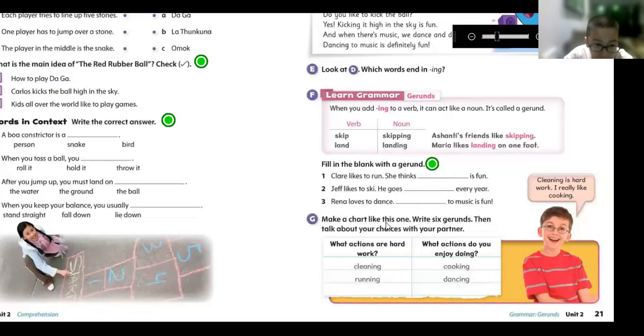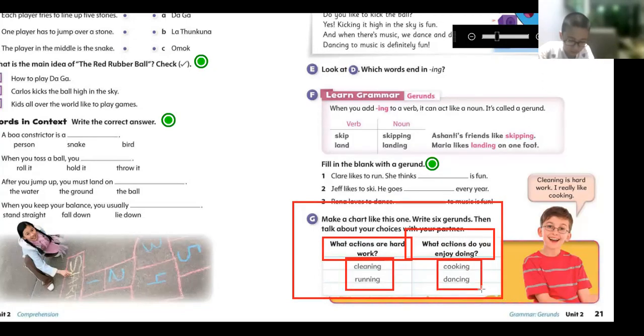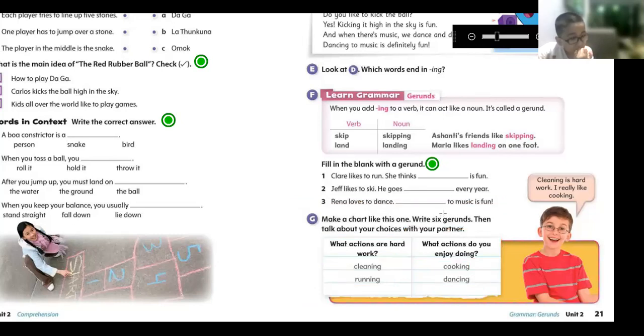Okay, now let's try. Look at this one, Huy Vũ. Make a chart like this one. Write 6 gerunds, then talk about your choices with me. What actions are hard work? What actions do you enjoy doing? Don't use this one because it's already done. You can use your own words. I will give you 5 minutes to do that. Again, 6 gerunds, 3 here and 3 here as well. Examples for hard work: cleaning, running. And what actions do you enjoy doing? Examples: cooking, dancing, or what else?